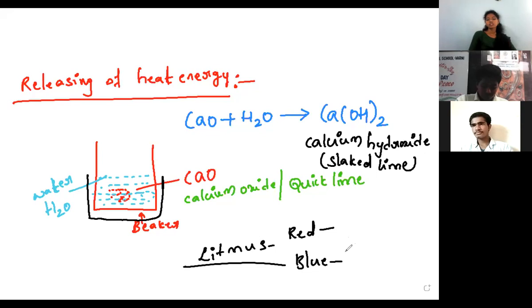Very good. When we take red color litmus paper in base? It changes into blue color. Yes. What about blue color litmus paper in acid? It changes into red color. In base, the color will not change. Right. So here, we don't know whether the given solution is acid or base, so we need to take both the litmus papers into this.